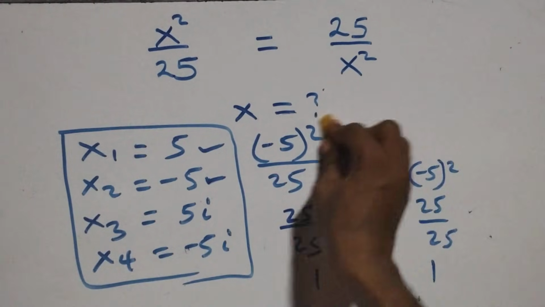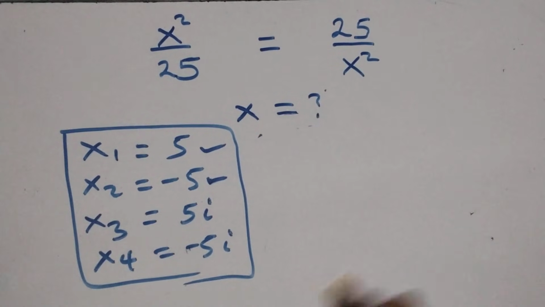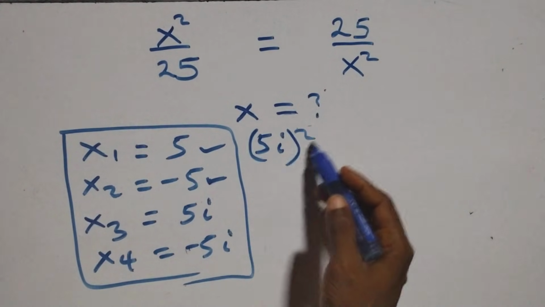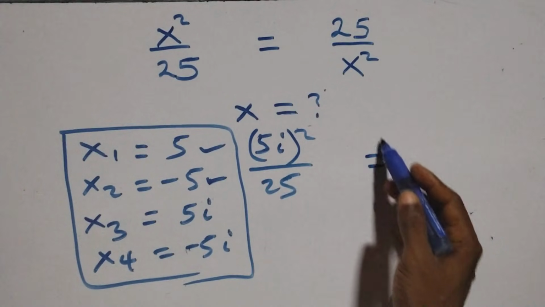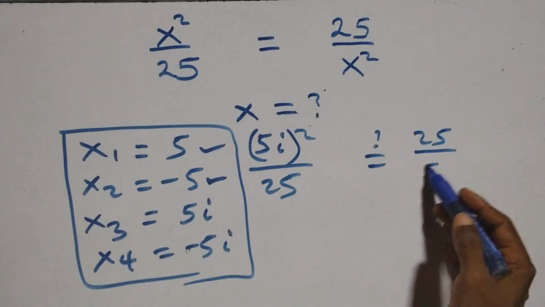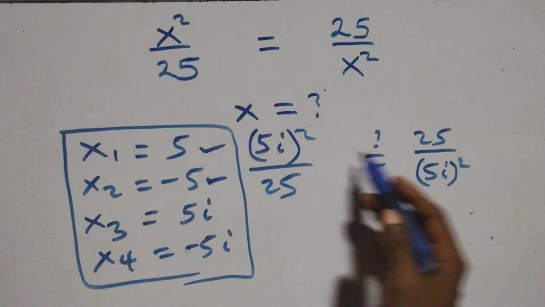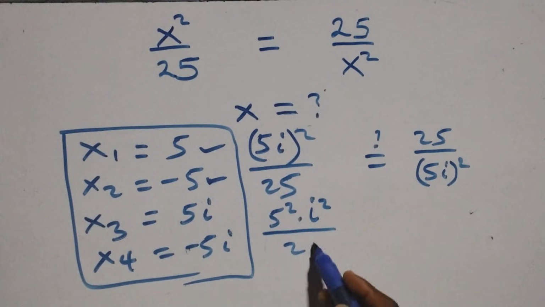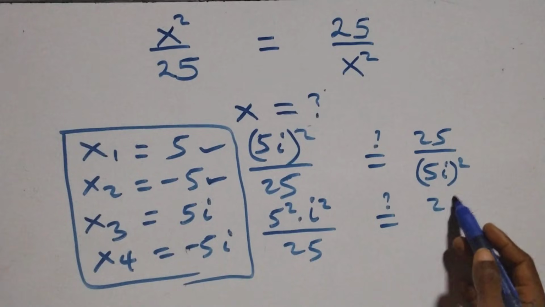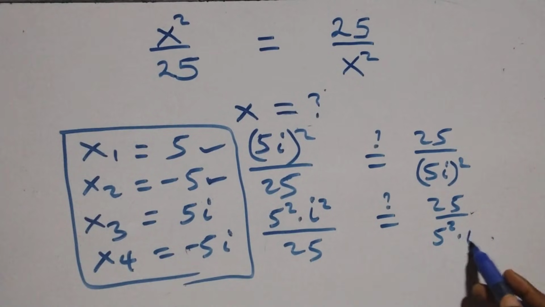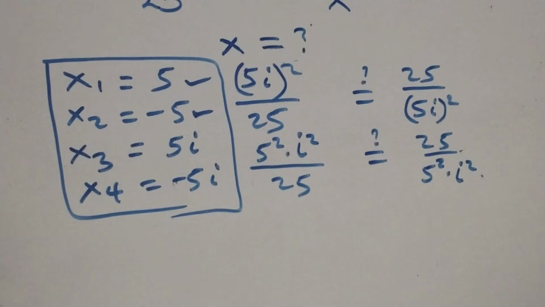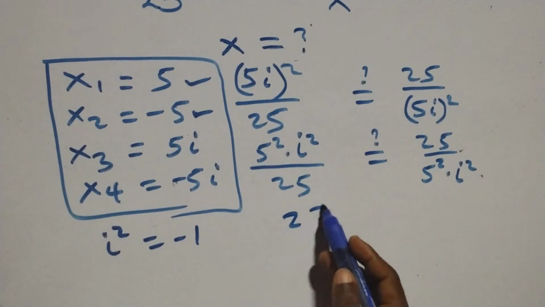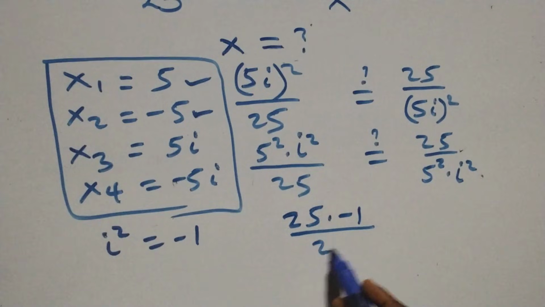Then also we substitute x equals to 5i. That is, we have 5i all squared over 25. Is it equal to 25 over 5i all squared? And this square affects 5. We have 5 squared times also i, we have i squared over 25. Is it equal to 25 over also 5 squared times i squared? And here, i squared is the same thing as minus 1. Then here we have 5 squared, which is 25 times minus 1 over 25.